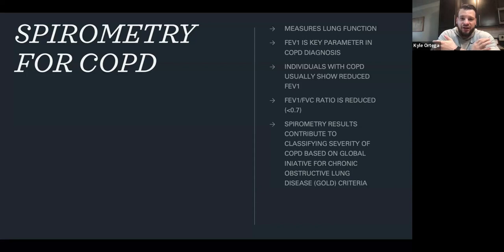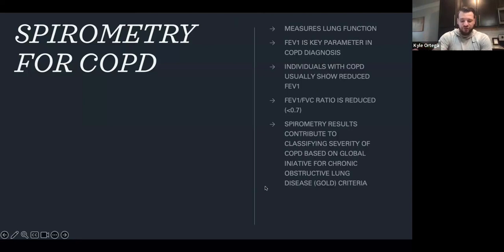So pretty much you got your FEV1, which is difficulty expelling air from the lungs, and then your FEV1/FVC ratio is the inability to exhale that air effectively. So these spirometry results contribute to classifying severity of COPD based on the Global Initiative for Chronic Obstructive Lung Disease, which we call AKA the GOLD criteria. And the spirometry is used to classify that GOLD criteria, and then initial treatment is based off that and goes from there.